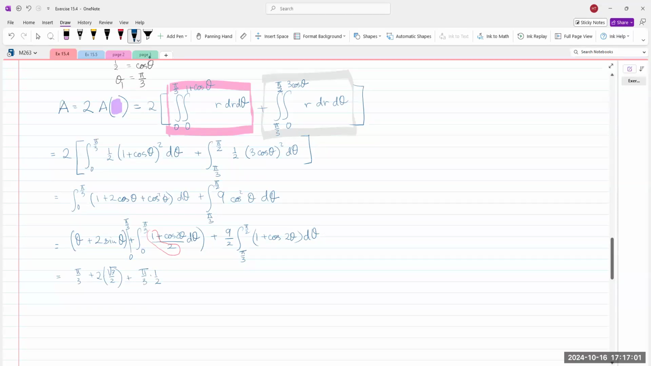Okay, plus 1/2 times cosine 2 pi over 3, let me just write it down, minus cosine 0, plus 9 over 2. The length of the interval there is pi over 2 minus pi over 3, plus sine 2 theta over 2 from pi over 3 to pi over 2.